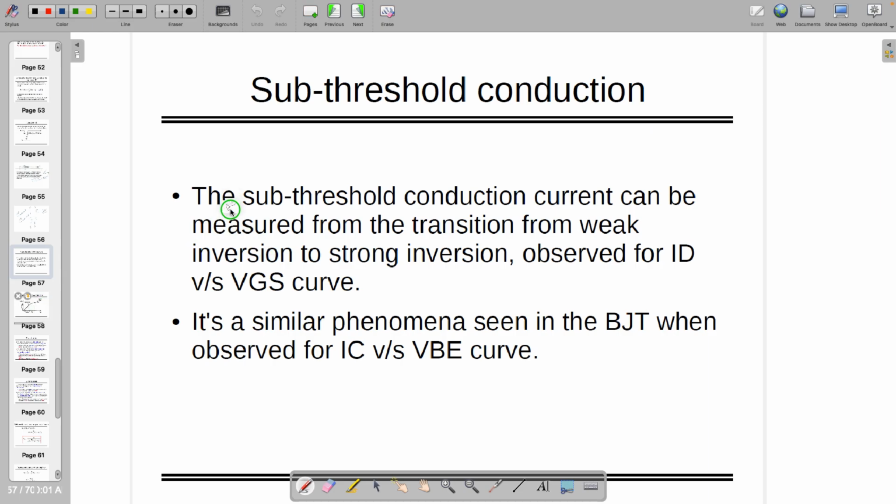So the subthreshold conduction current can be measured from the transistor, from weak inversion to strong inversion, right? It is observed in the ID versus VGS curve, so you can observe that through that curve. It is a similar phenomenon seen in a BJT when observing the IC versus VBE curve. This is also the same name, everything is the same.